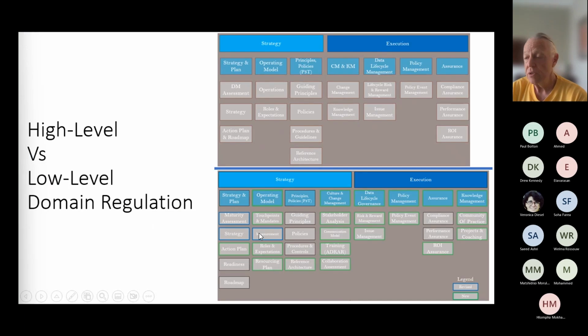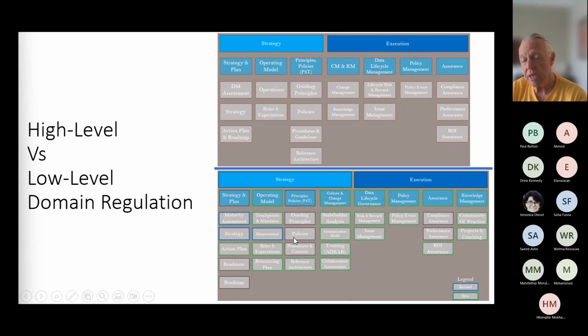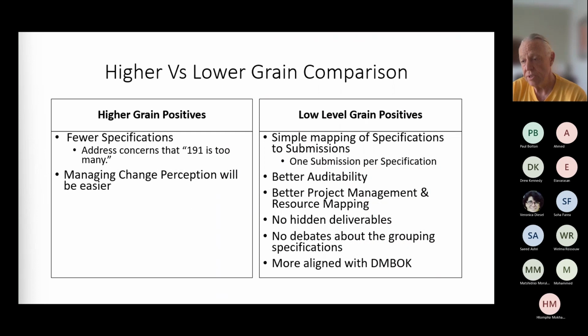So what I've been working on is a high-level submission and a low-level submission, and I think you may actually need both. If I'm a little bit worried about the concern that we've got too many submissions, yes, I can go to a higher grain like this. Maybe this is a better higher grain level, but I still need to be able to show the project managers and the data governance people that you still have to come down to this level, the low-level definition. So this is what my thinking has been.